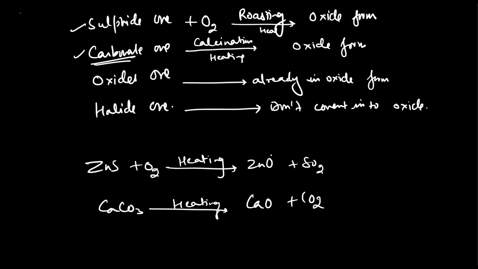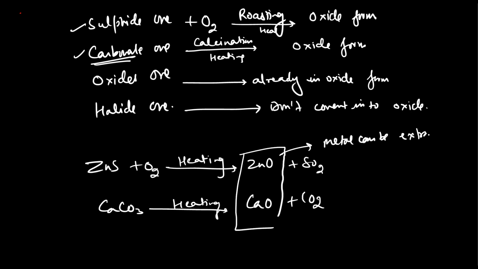And why are we converting? Because if we are going to extract metal, the metal can be extracted from the oxide form more easily.